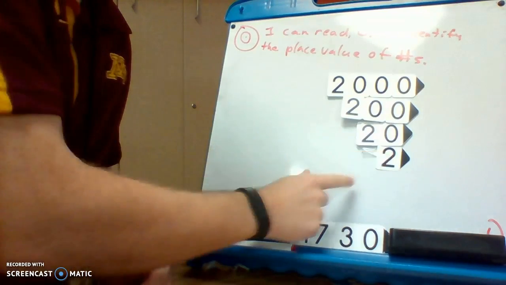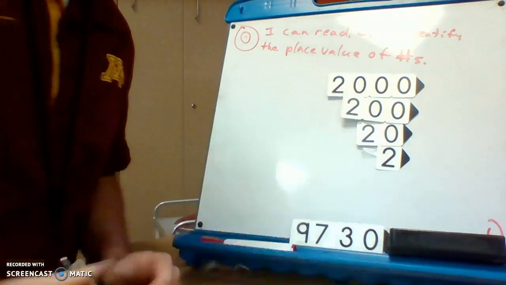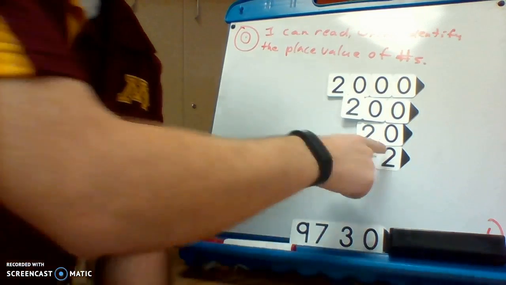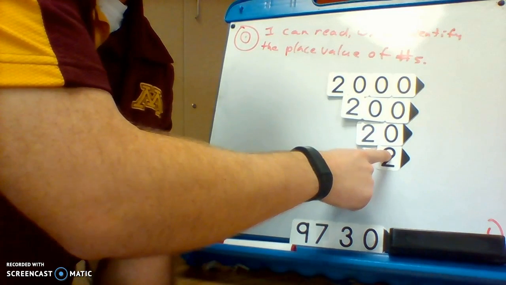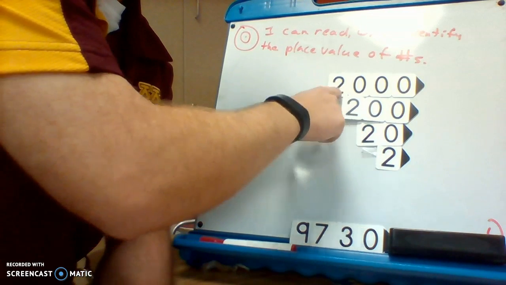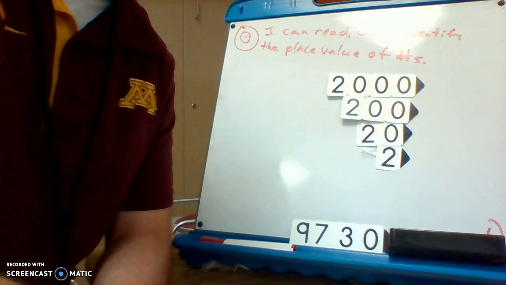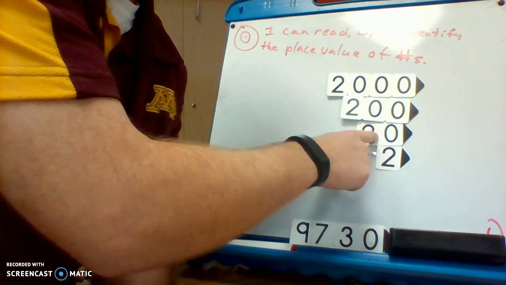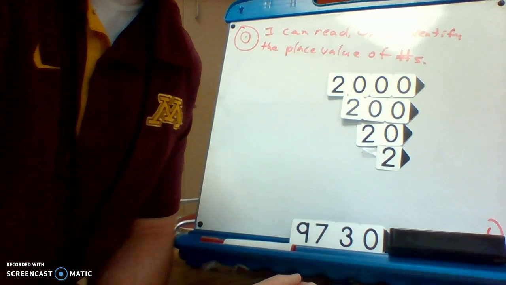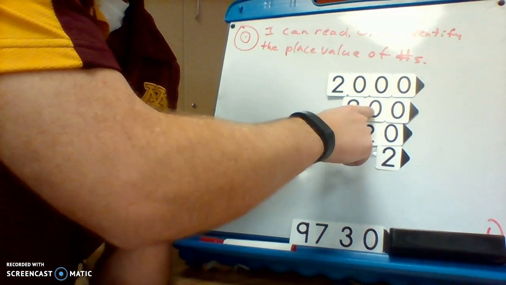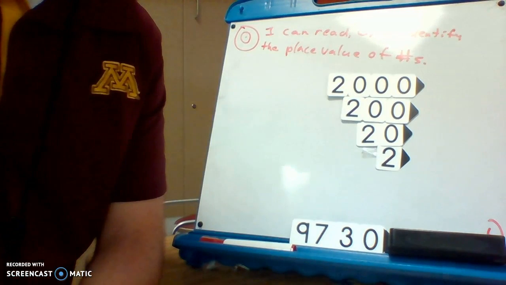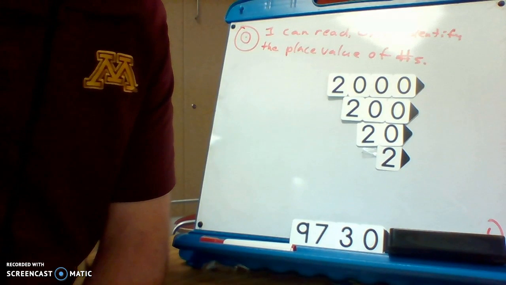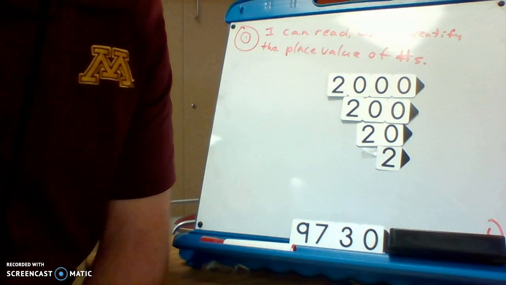Here is 2, 20, 200, 2,000. This is the ones spot. This is the ones place, tens, hundreds, thousands. My question for you that we will talk about in group is, how can we make a 2 into a 20? And the hint is it's not adding. How can we make 20 into 200? How can we make 200 into 2,000? We will talk about that in group.